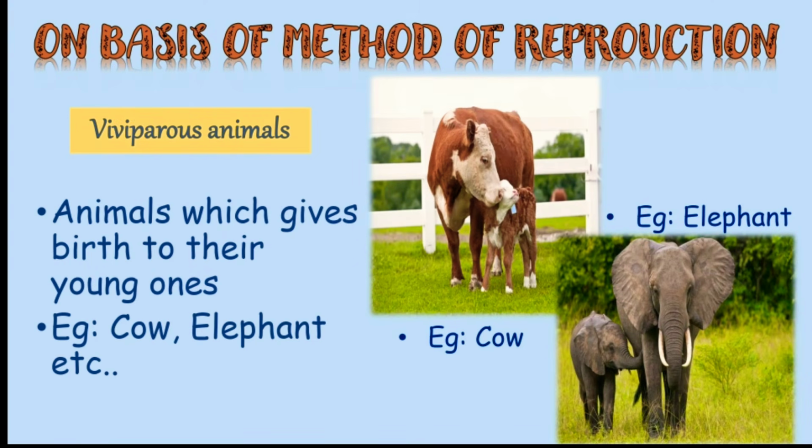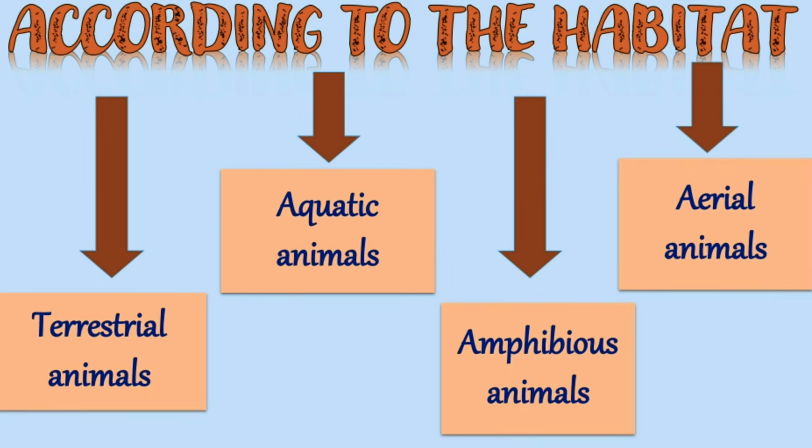What are viviparous animals? Animals which give birth directly to their young ones. There is no egg required for giving birth. They directly give birth to their young ones. These types of animals come under the category of viviparous animals. So what are the viviparous animals? Yes, humans, cows, elephants, dogs, all of these come under the category of viviparous animals.